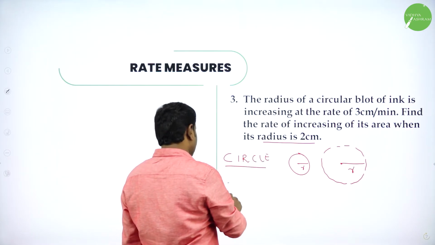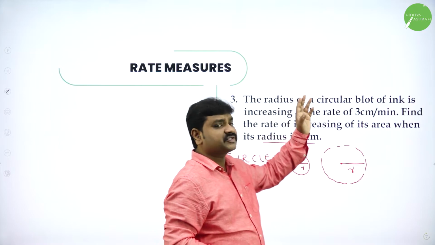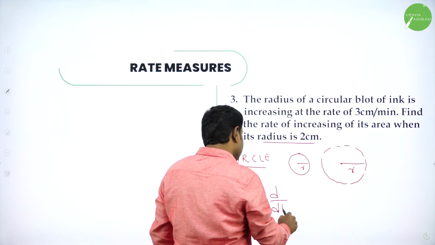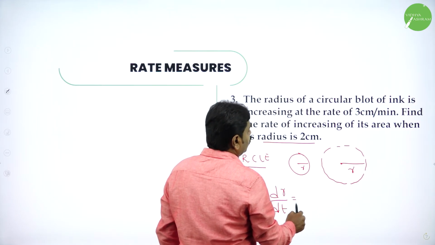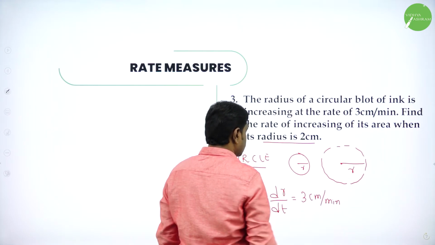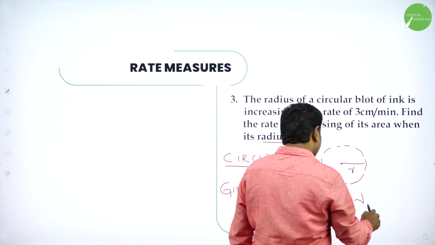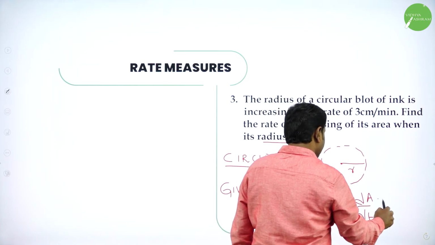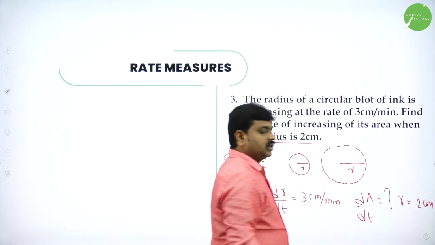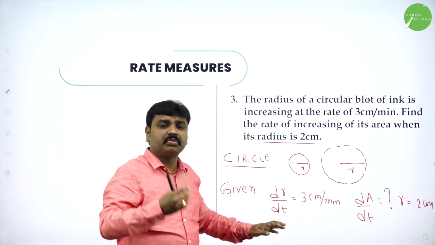So first, as usual, to solve any problem, we should write what is given. So what is given, my dear students? Again, the radius of the circular blotting is increasing, which means they gave d by dt of radius. Radius means r, dr by dt is given. How much? 3 centimeter per minute. And at what rate is the area increasing? They are asking you to find d by dt of A, which is the question mark, and they want you to find this when the radius is exactly 2 centimeter. First, 50% of the problem is reading the problem and writing what is given. If you can do this, 50% is solved.